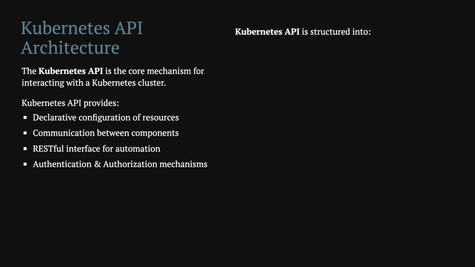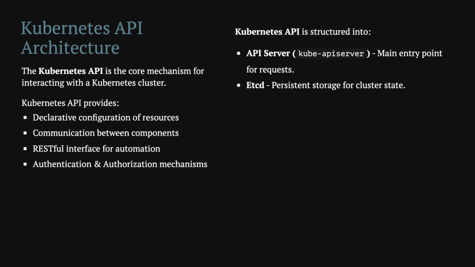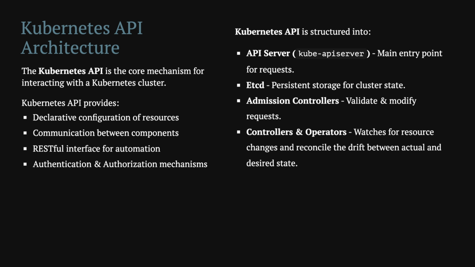The Kubernetes API is structured into several components. API server. This is the main entry point for requests. etcd. This component serves as the persistent storage for the cluster state. Admission controllers. These validate and modify requests. Controllers and operators. These watch for resource changes and reconcile the drift between the actual and the desired state. Understanding these components is crucial for effectively managing and interacting with the Kubernetes cluster.